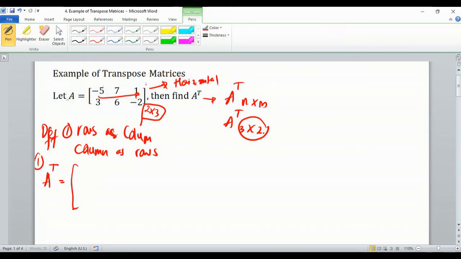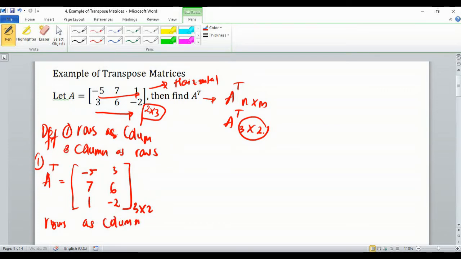And then we want to change to be vertical. So this one is to be minus 5, 7, and 1. And then the second row to be the second column: 3, 6, minus 2. So this one is 3 by 2. We are using row as column. But if you want to use the second column as a row, we can write it as A power t. It's also equal.